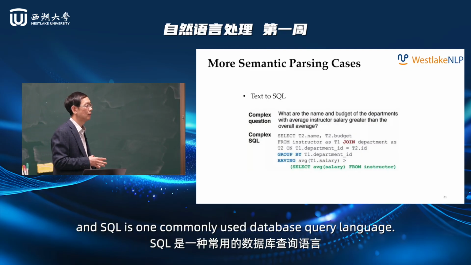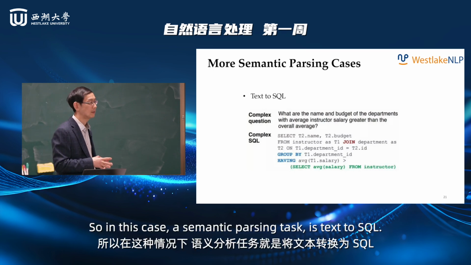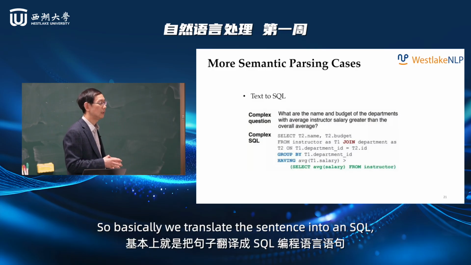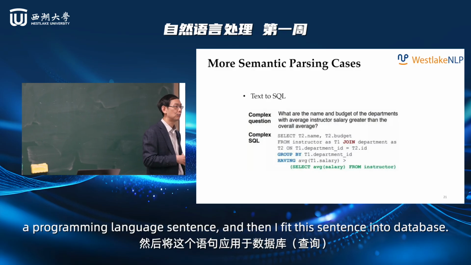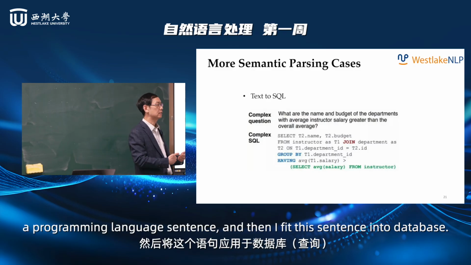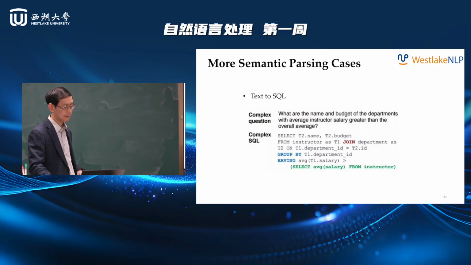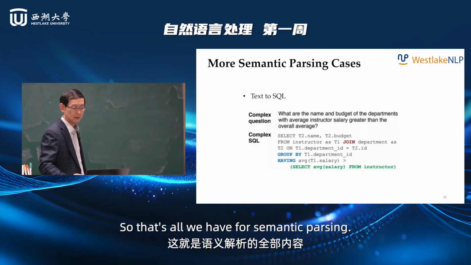And SQL is one commonly used database query language, right? So in this case, a semantic parsing task is text to SQL. So basically, we translate the sentence into an SQL programming language sentence. And then I feed this sentence into the database. The database will give me all the entries I need. All right. So that's all we have for semantic parsing.